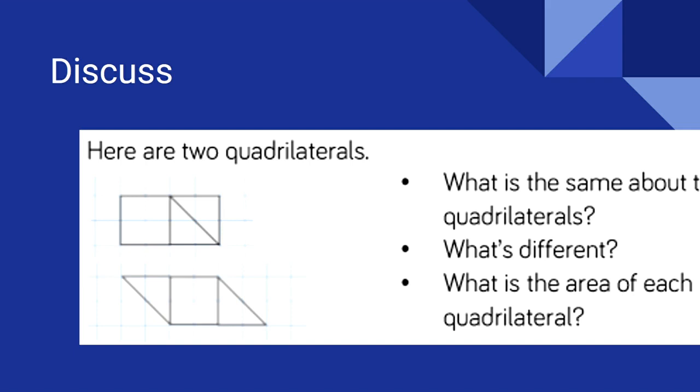So the top shape here, it's got a triangle in the middle, but the whole shape is a rectangle. The bottom shape is made up of two triangles and a square, but the whole shape is a parallelogram. As we've learnt, they're both parallelograms, but if we took the top one as a rectangle and the bottom one as a parallelogram, what I want you to look at with these is what's the same about the quadrilaterals, what's different, and what would you do to find out the area of each?